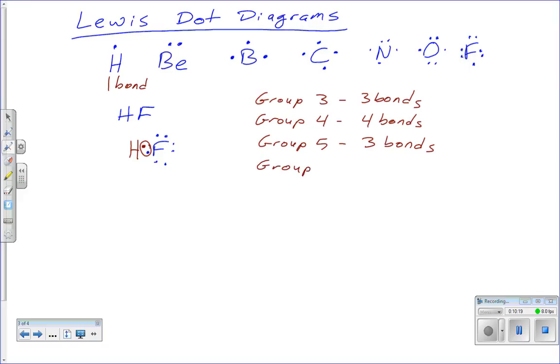Group 6 has 6 valence electrons, but 4 of them are already paired up. So there are only 2 that are by themselves. So group 6 atoms can only make 2 bonds. And group 7 has 7 valence electrons, but 6 of them are already paired up. Only 1 electron is all by itself. So group 7 atoms can only make 1 bond. Okay.